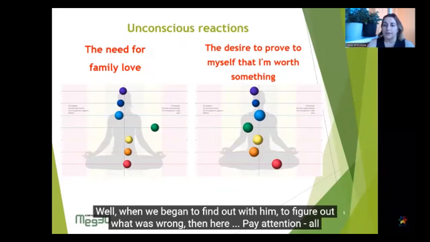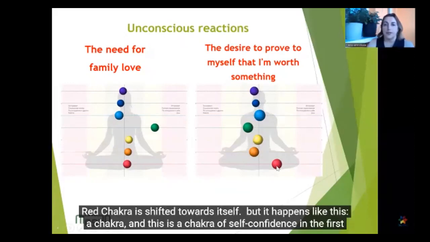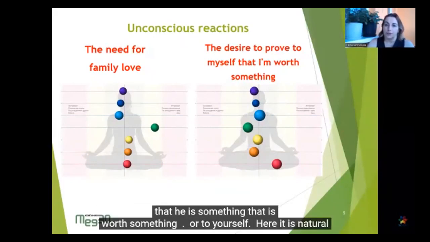And something constantly distracts him, and he can't understand what's actually important. He can't understand why, with this external well-being and the external pressure from work, something always worries him. When we began to find out what's wrong with him, his chakras are oriented towards society. He's really a very socially oriented person. But you see, the red chakra is shifted towards personal life. This is the chakra of self-confidence on the right side. This happens in situations where a person needs to prove something to someone else in close environment, or that he is worth something, or to himself sometimes also.